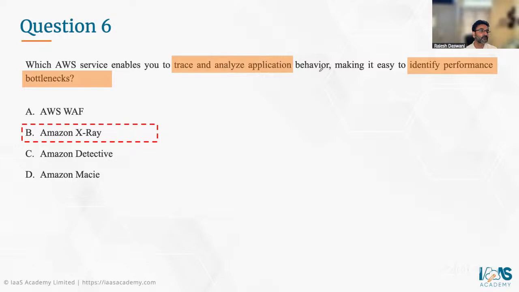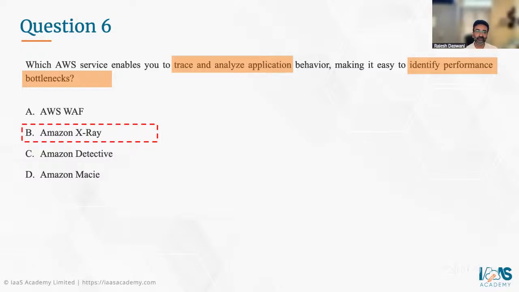So AWS offers a service called Amazon X-Ray, which allows you to analyze the components of your application, the various stages, the various components of your application, and see if there are any bottlenecks somewhere in terms of the way data is moved from one component of the application to another.